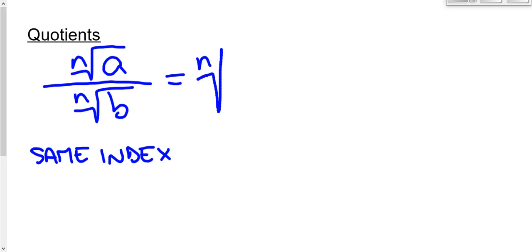It'll be a little bit taller because it's a fraction, but it can be the nth root of a divided by b. And this is going to help us simplify a lot. We'll see that in just a second. So as long as I have the same index when I'm dividing, I can just divide my radicands.